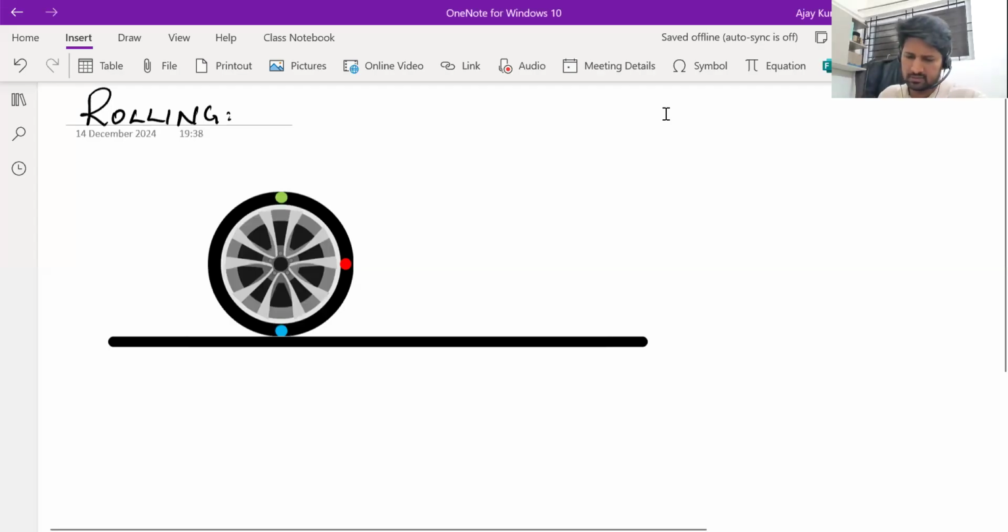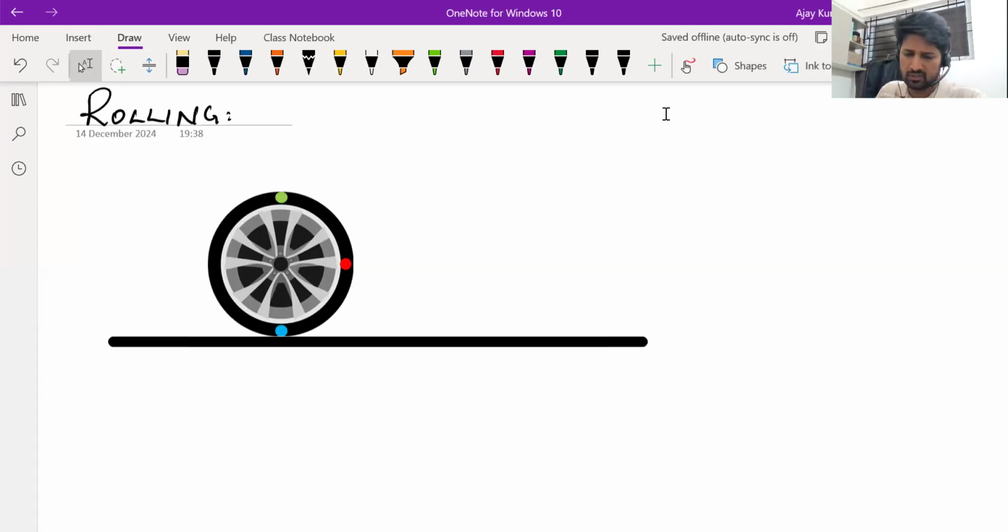So as I said, today's topic is about rolling motion, how to describe the rolling motion of an object, how to find out kinetic energy, angular momentum, how to write equations based on it. Fine. Now, you might have seen many objects which undergo rolling motion.